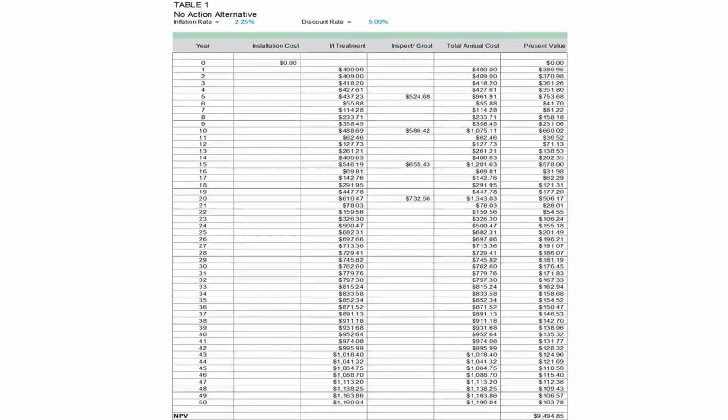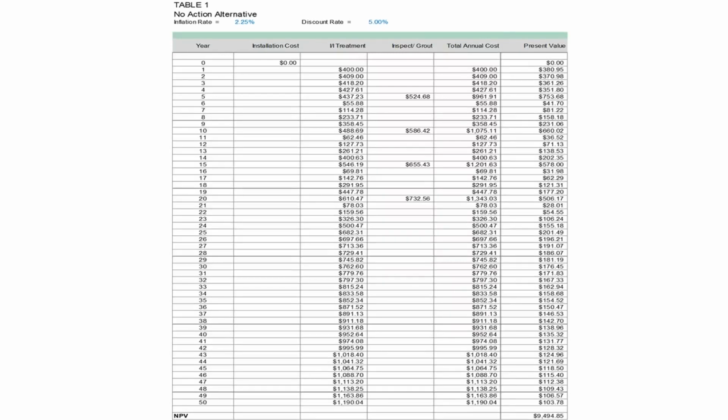Now, we are not going to go through each of these lines, but I will tell you categorically that you will see there are three tables here. Each option is captured. The no action alternative is the first. The CIPP liner with the adhesive paste approach is second. And the CIPP with molded rubber gaskets is the third.